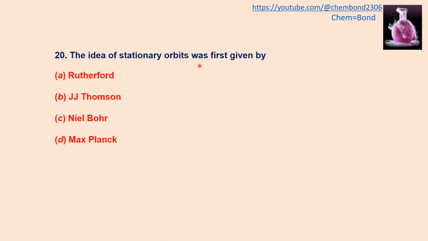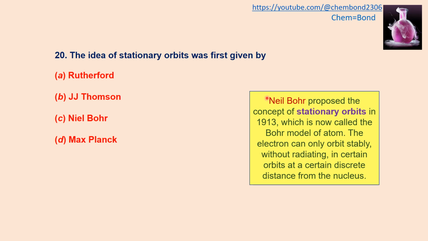The idea of the stationary orbit was first given by: Rutherford, J.J. Thomson, Niels Bohr, or Max Planck. Niels Bohr was the scientist who proposed for the first time the concept of the stationary orbit in 1913, which is now called the Bohr atom or Bohr model of the atom. It produces stability because the electron can stay in an orbit of discrete energy. So Niels Bohr gave the concept of the stationary orbit.